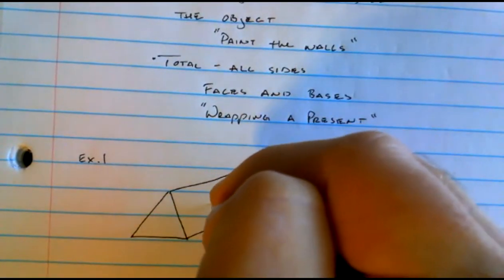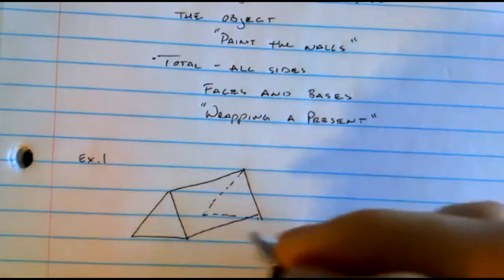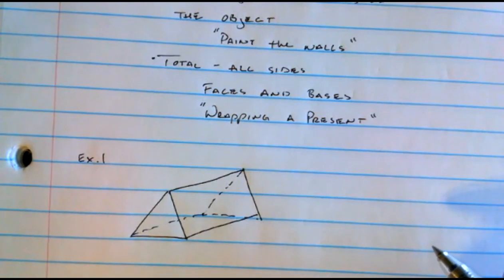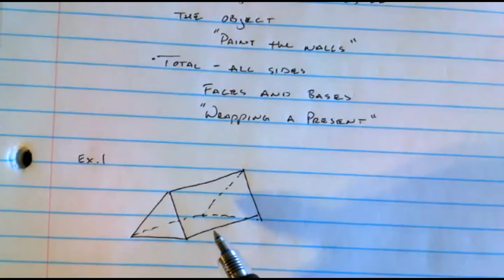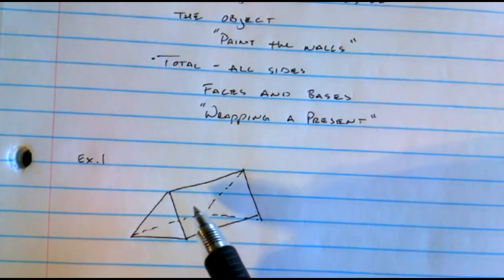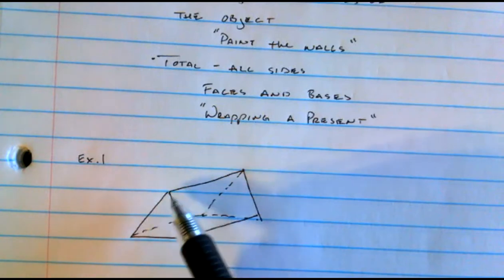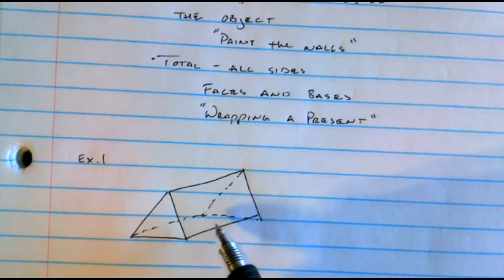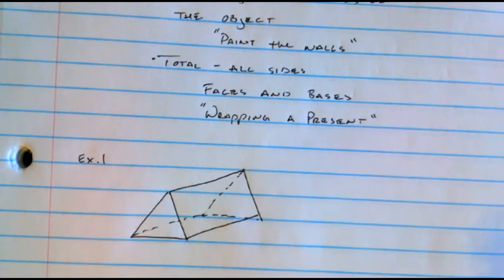We can put our dotted line in here so that we have the dimensions, and we can see all the sides. So how many sides total do we have? Well, there are 5. So we have 2 triangles, and then we have 1, 2, 3 rectangles. We have these 2 that are slanted up, and then we have the bottom of the shape here that would be lying flat on the floor.